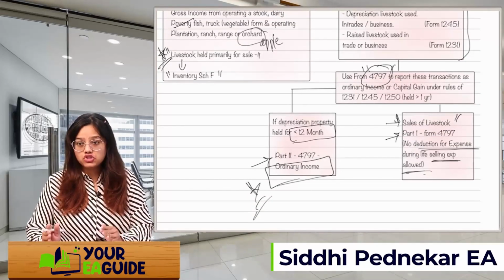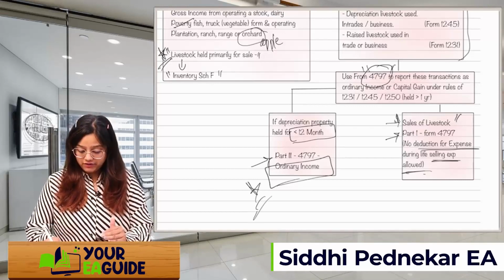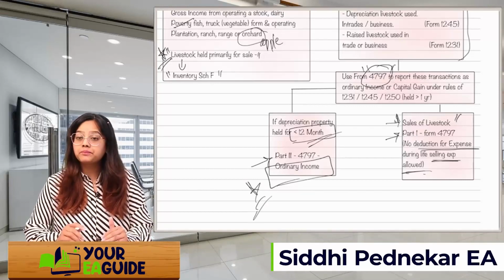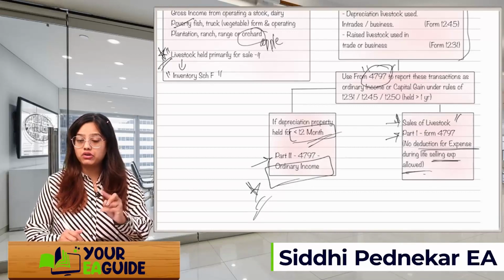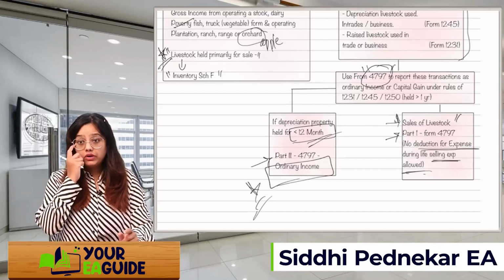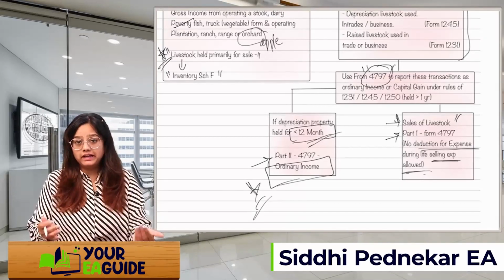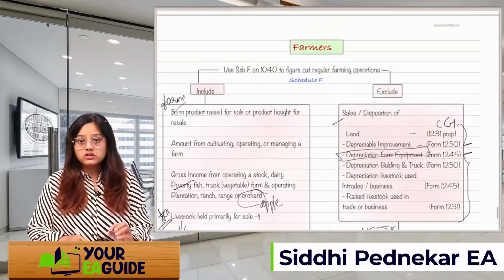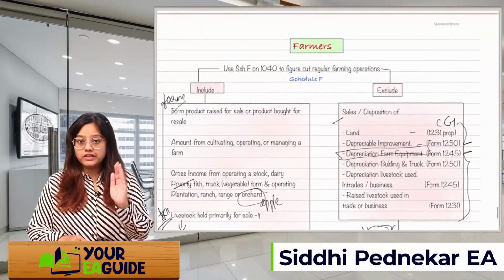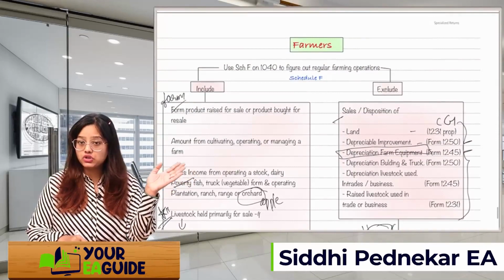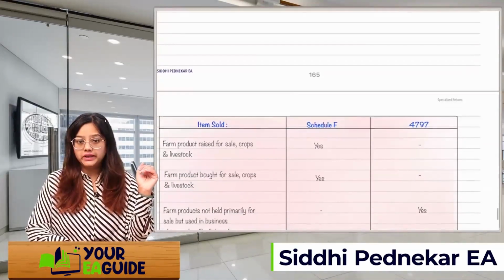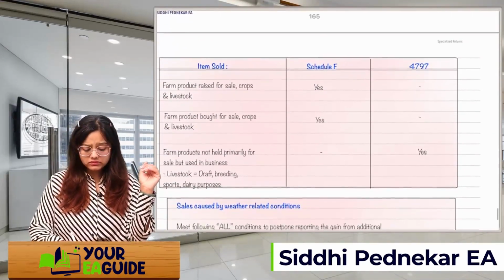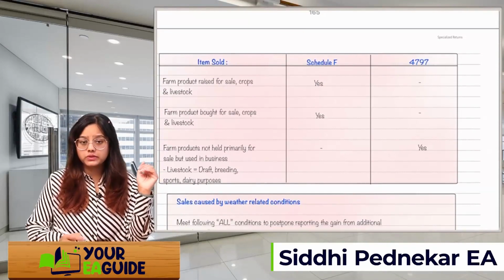If it's livestock, or if it is held for more than 12 months, it will go on Part 1 of Form 4797, and there will be no deduction of expense for maintaining the livestock. Okay, so this was about what is going to be included in Schedule F and what is going to be excluded from Schedule F. Here you will find there is a little bifurcation.